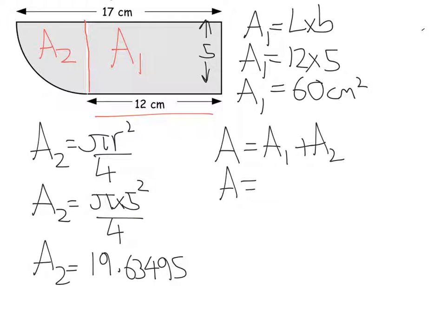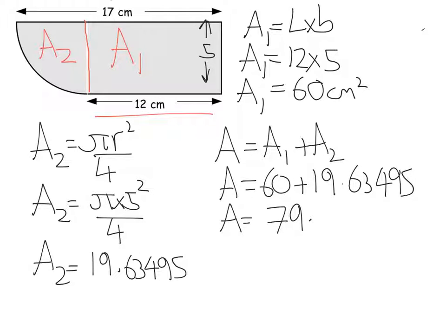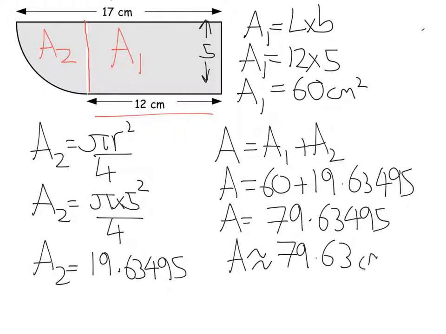So the total area is if I just add up these two areas, if I do A1 plus A2. So that is 60 plus 19.63495. Add those two together, we get 79.63495, and rounding it to 2 decimal places is 79.63 centimetres squared.